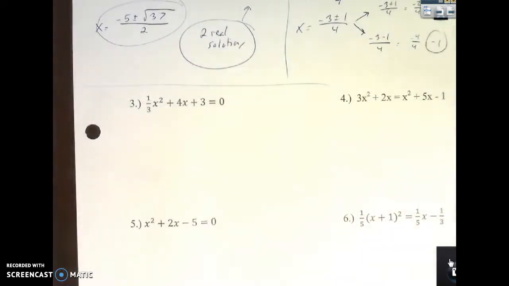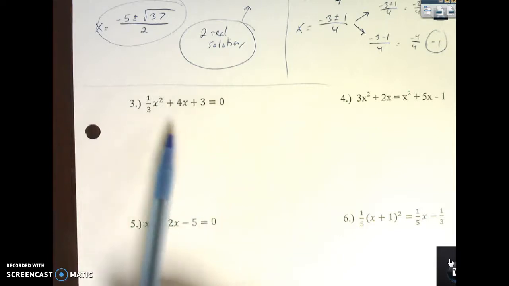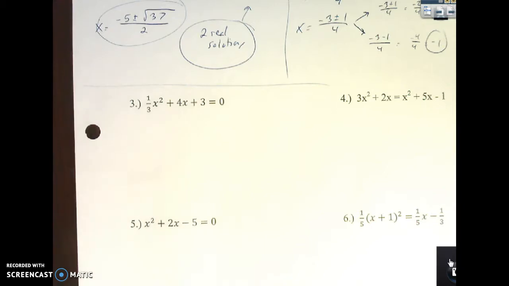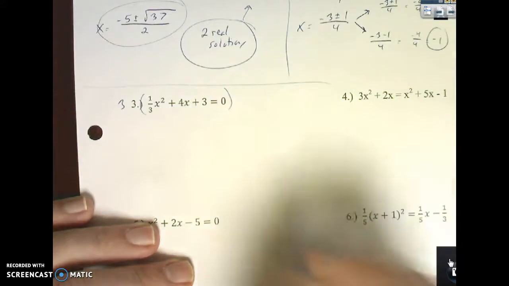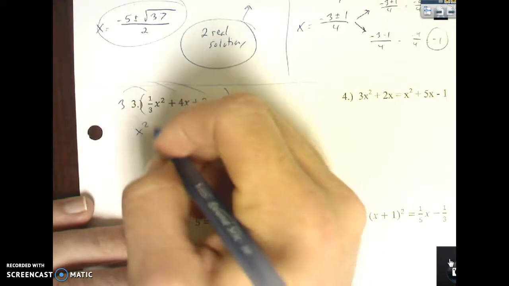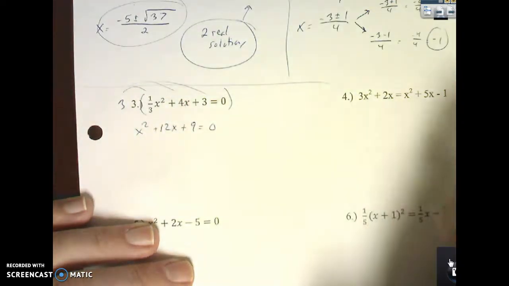Good deal. Now, fractions. Panic. Between you and me, I'm not a big fan of fractions either. I'd rather not work with them. So what you can do is check your greatest common denominator. In this case, it's 3. So multiply everything through by 3. Take a look at what happens. I'm multiplying everything by 3. That cancels that out. 3 times 4 is 12x. 3 times 3 is 9. Hey, look, I can do this now.